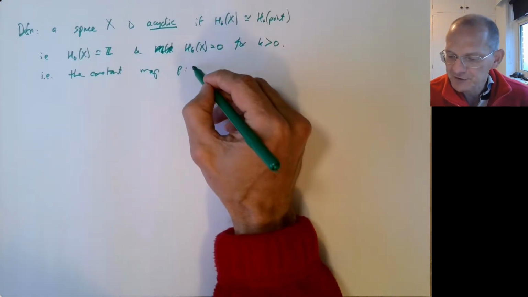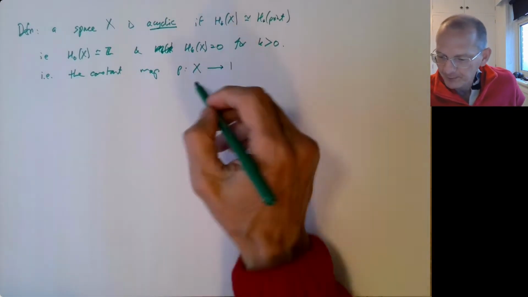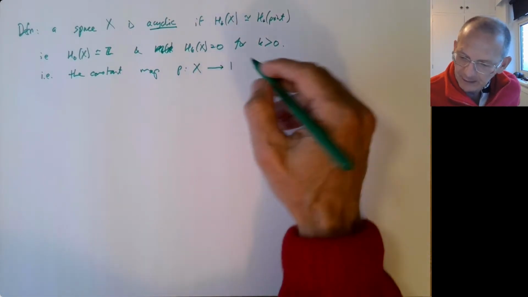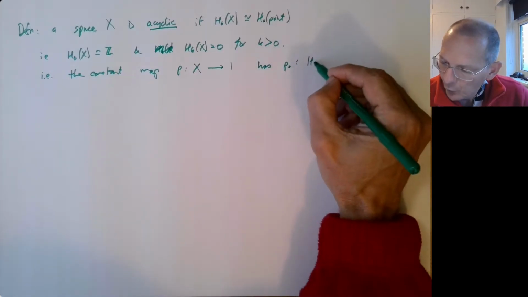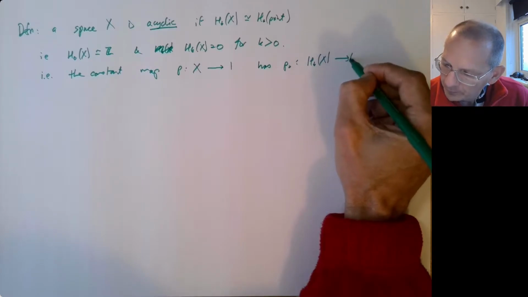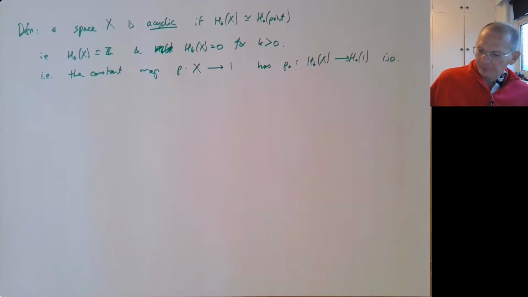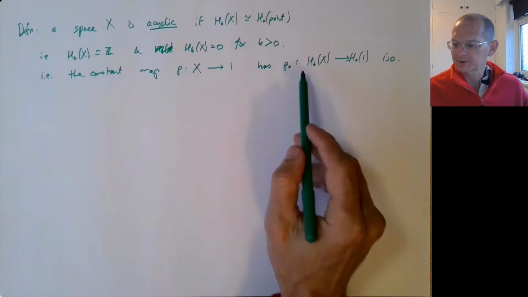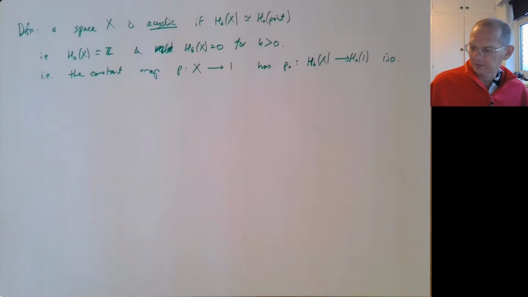And it's not hard to check. This is the same as saying, let's look at the constant map p from X to a point. So you get a constant map from X to a point, and then that gives you p_* from the homology of X to the homology of a point, and we're basically saying that that's got to be an isomorphism.